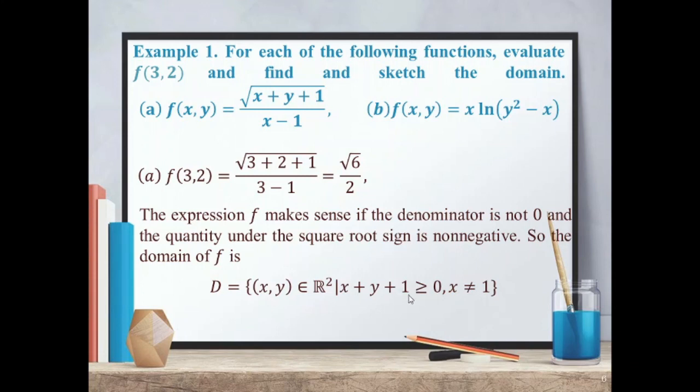See, if x + y + 1 is less than 0, then x + y + 1 becomes negative and we can't find the square root of a negative number in the set of real numbers. Again, if x is equal to 1, then the denominator x - 1 becomes 0. So the domain must contain those ordered pairs of real numbers (x, y) satisfying the condition that x + y + 1 is greater than or equal to 0 and x is not equal to 1.